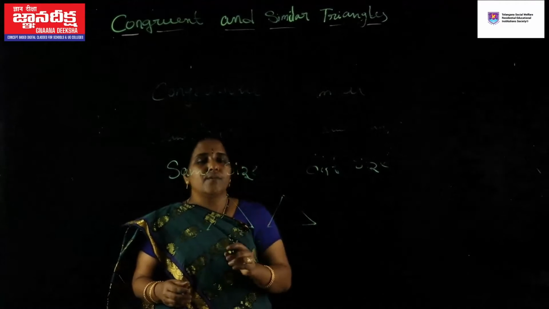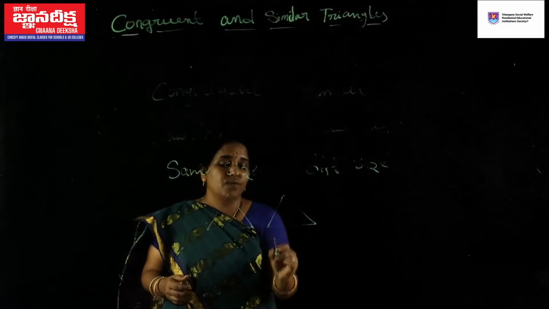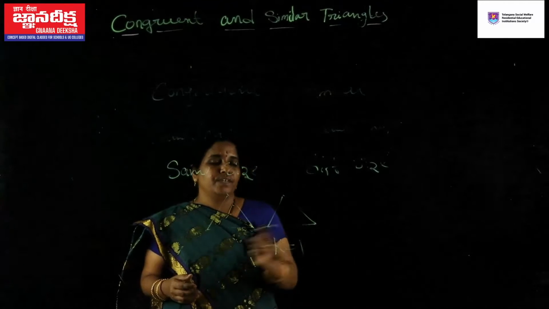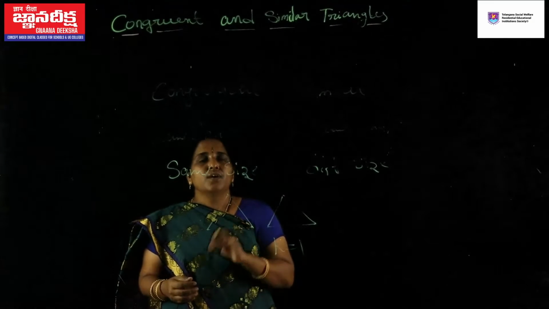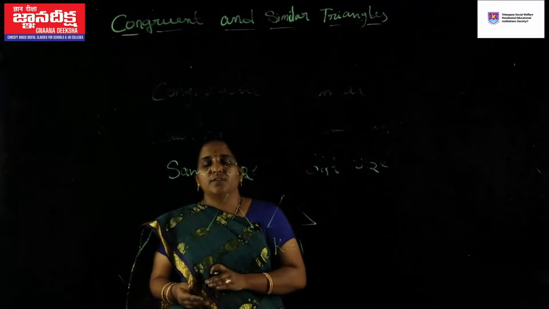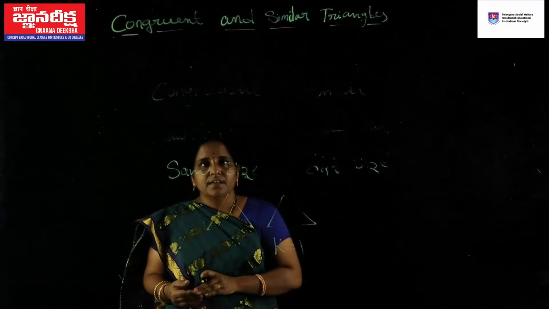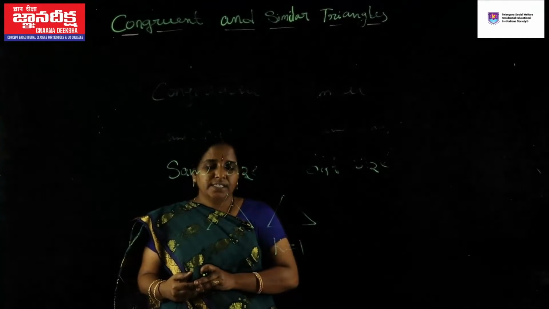But two similar objects need not always be congruent. They are congruent only when the k value is 1. We discussed this in the definition of similarity. So finally we can conclude that congruent objects are always similar. Similar objects need not always be congruent. Okay.